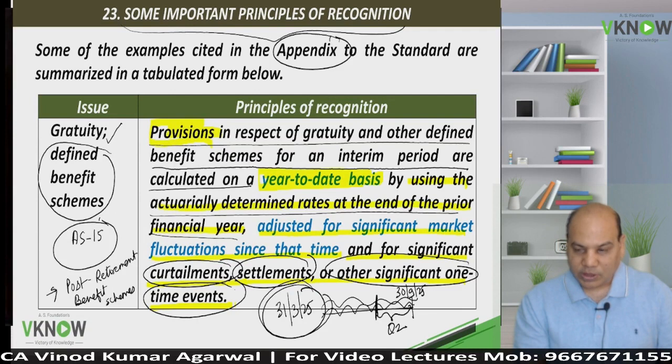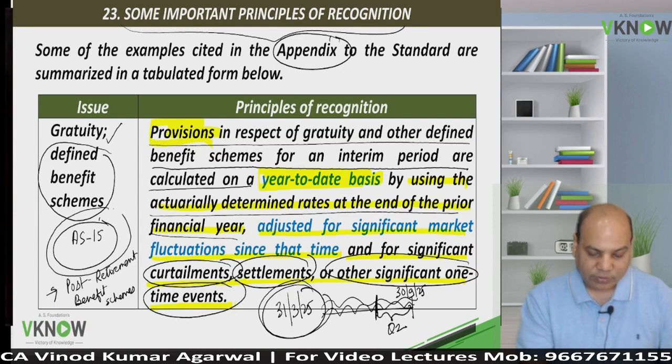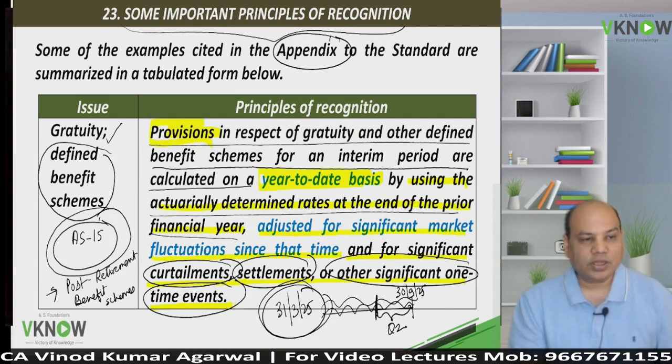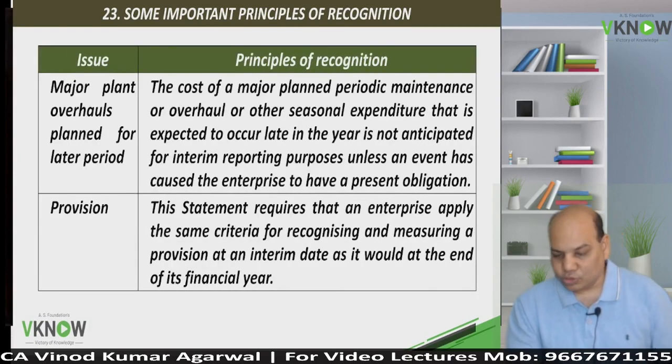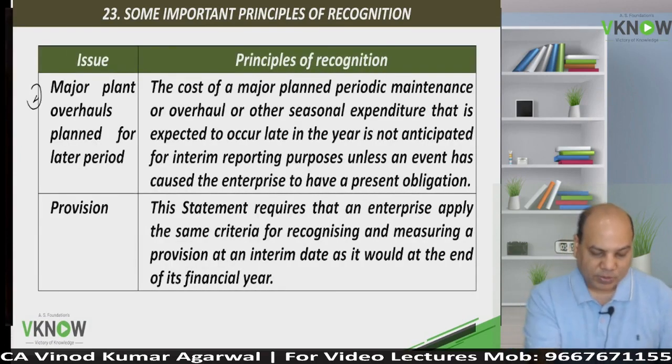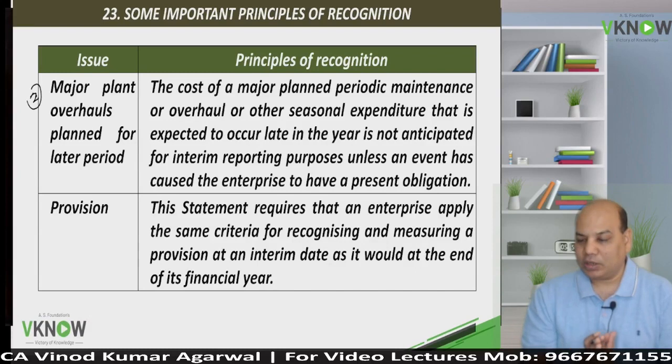Sir, what do you mean by curtailment, settlement, defined benefit scheme? You have to read AS 15. AS 15 is already covered, so you may like to revise it. Now we'll come to the second type of special adjustment, which is called major planned overhauls planned for the later period.